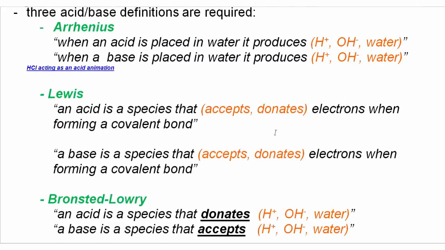So we need 3 acid-base definitions to take care of all the acids and bases that we know of on the planet. So the first idea here is what Arrhenius gave us. And we talked about when an acid is placed in water, it produces a lot of hydrogen ions. When a base is put in water, it produces a lot of hydroxide anions.